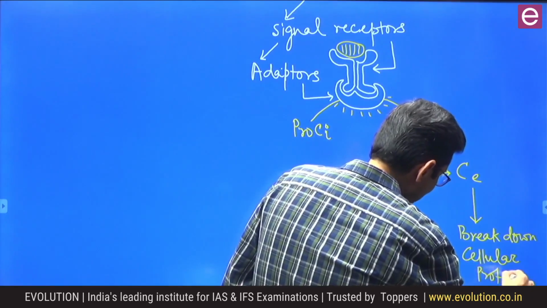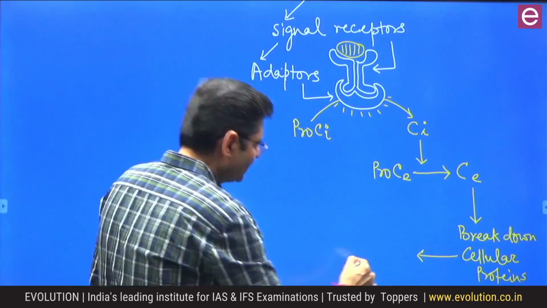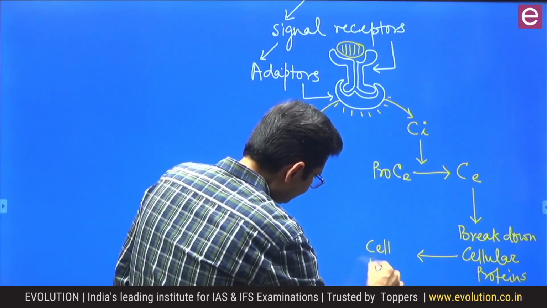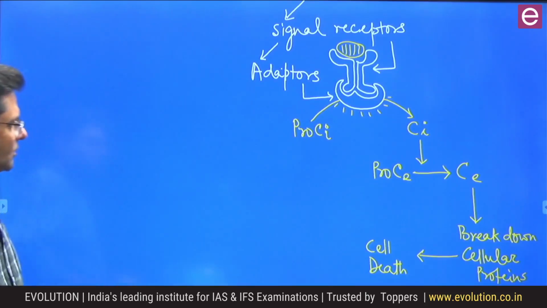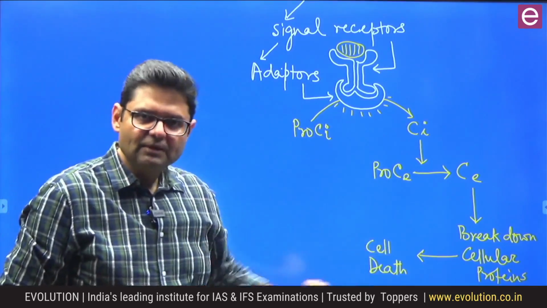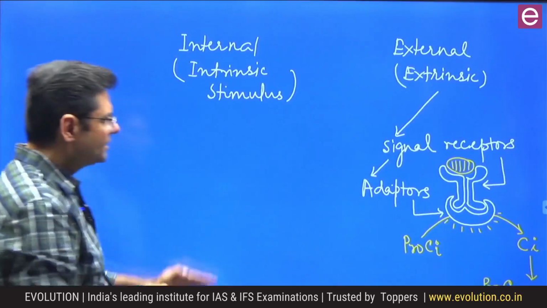And these cellular proteins, when they are broken down in a sequential designed manner, will cause cell death. So that is how it is progressing. Now let's turn our attention to the internal one.